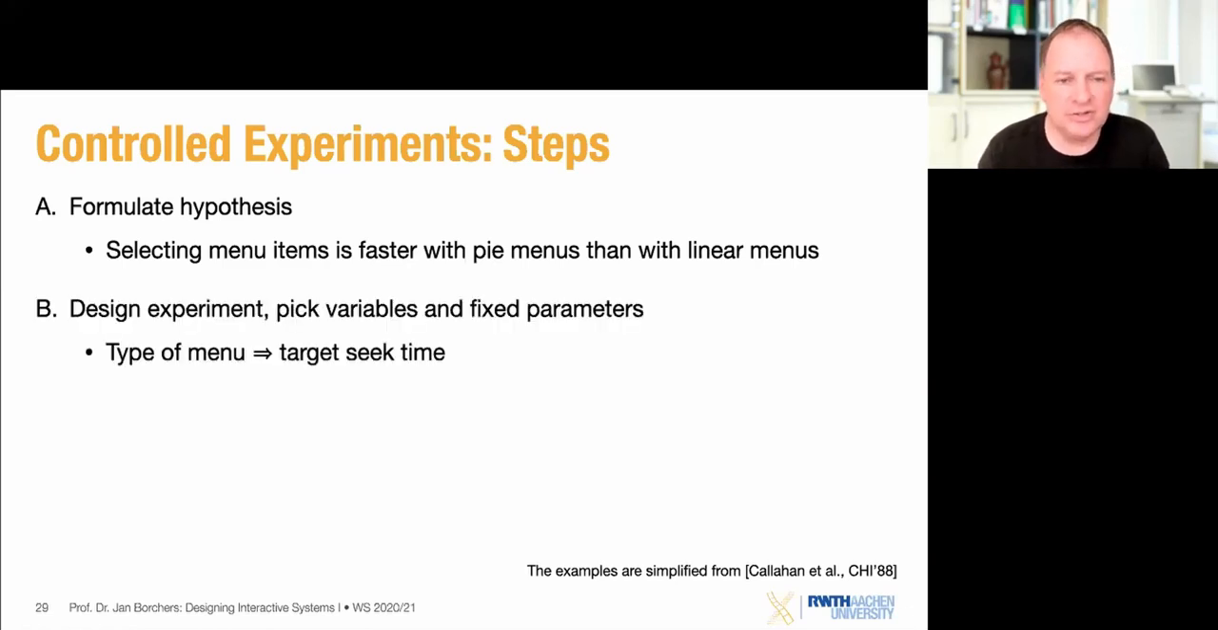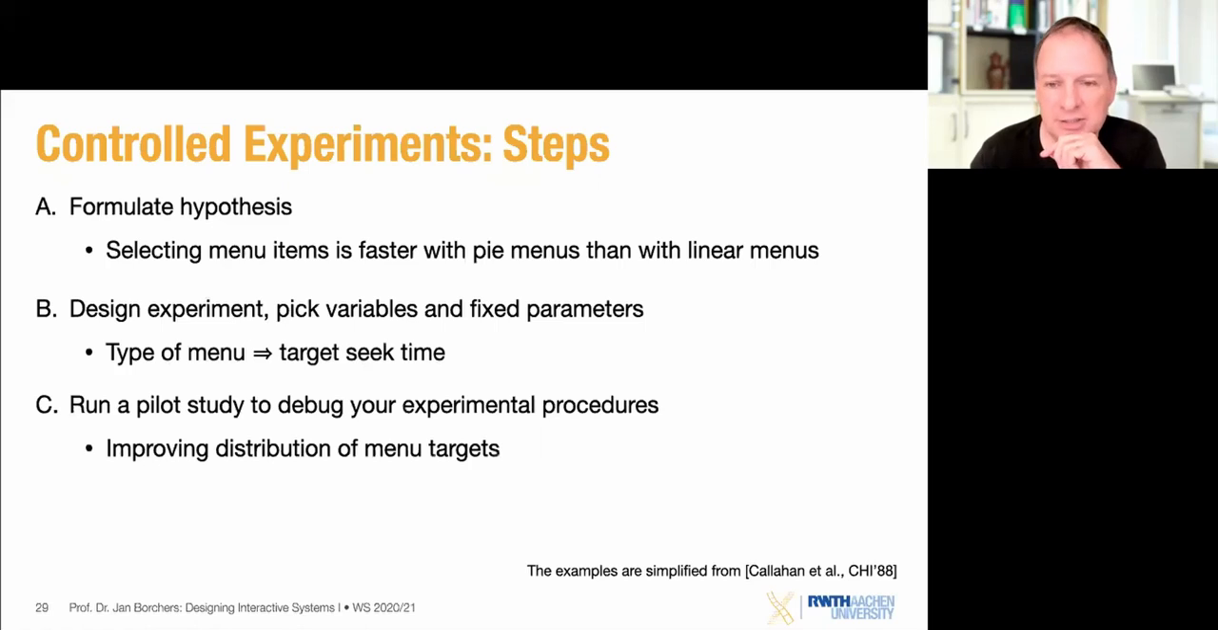What you then need to do is design an experiment, right? So you need to find the variables and fixed parameters. In this case, you would, for example, take the menu type and say, that's the parameter I'm going to change, my independent variable. And I'm going to measure the time it takes people to select a target, to seek it, basically to find and select it. And that's my dependent variable that I'm going to measure.